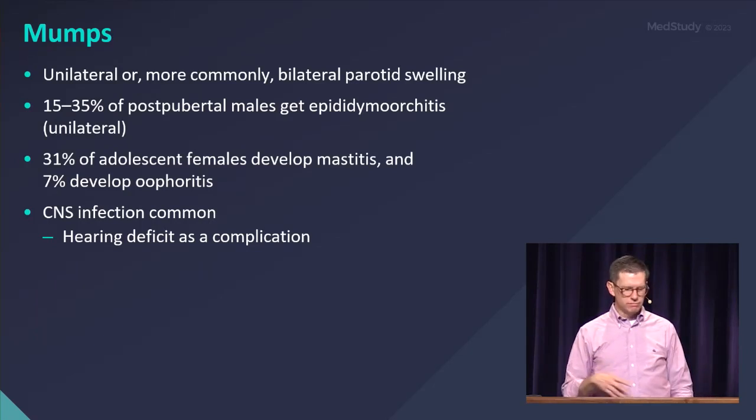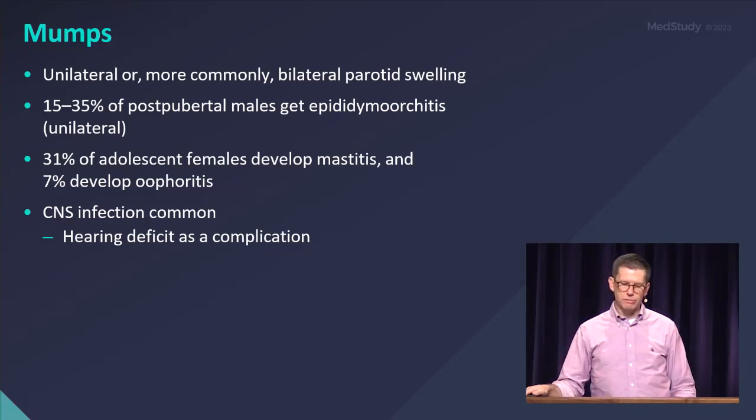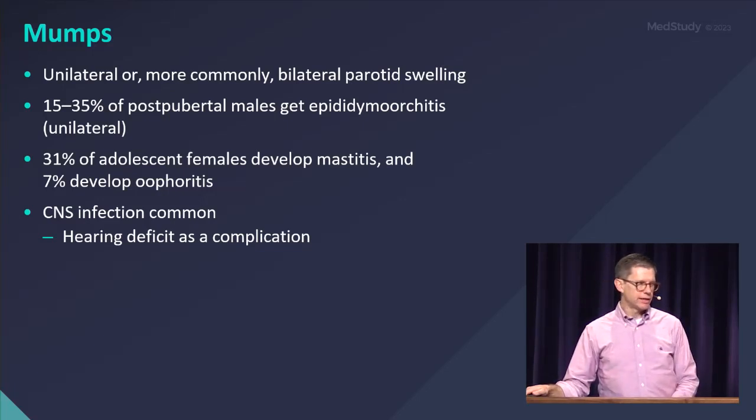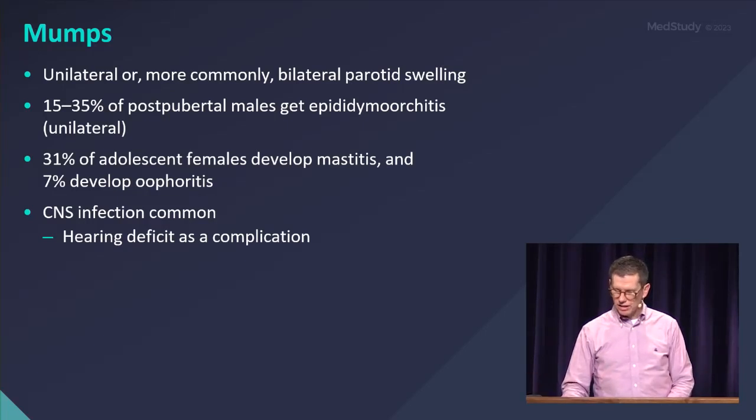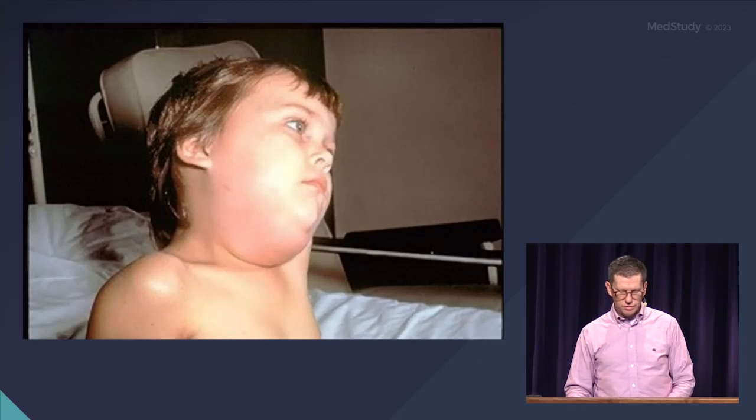Mumps, so we did measles, mumps. This is unilateral or more commonly bilateral parotid swelling. About a third of postpubertal males can have unilateral epididymo-orchitis, and a third of adolescent females can get mastitis. CNS infection can be common and cause hearing deficit as a complication. This is your boy with the unilateral parotid swelling due to mumps.